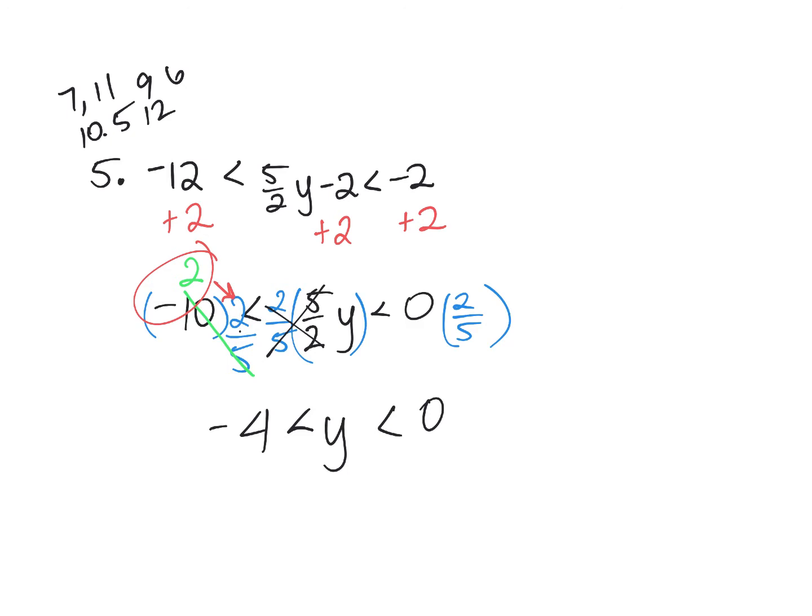The way I did it, I didn't do 2 over 5, I just multiplied it by 2. Will I get a... And then divided by 5? Yeah. It's the same thing, you're just doing it in more steps, right? When I multiply by 2/5, I'm multiplying by 2 and then dividing by 5. Okay, so you get the same answer, and that's fine. So we'll draw this on a number line. Negative 4 and 0, open circles for both, greater than negative 4, less than 0. Okay.